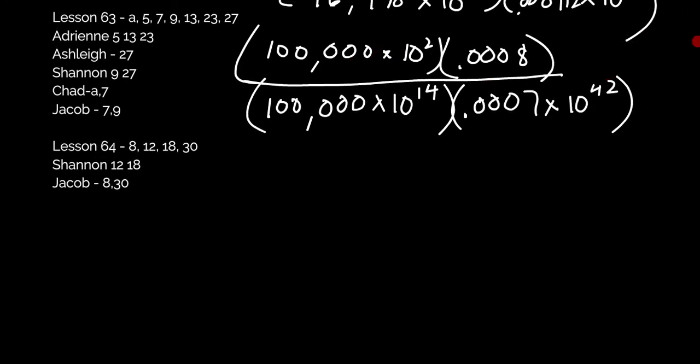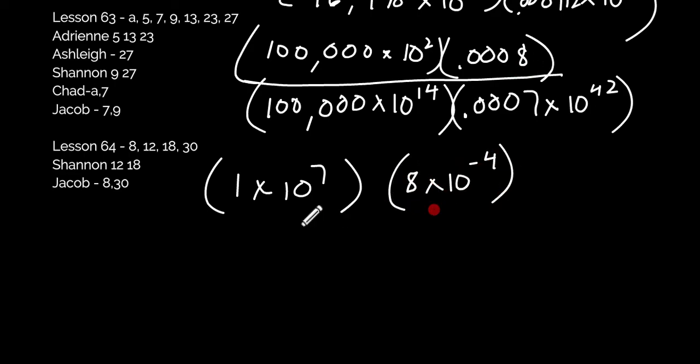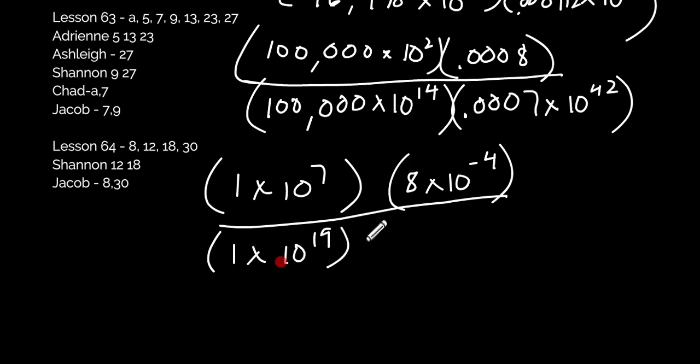So I'm going to move this one over 1, 2, 3, 1, 2, 3, 4, 5. I can't seem to add right now, 5. So it's going to be 1 times 10 to the 7th because I'm adding 5 to the 2. All right, this guy's moving to the left. 1, 2, 3, 4. So it's going to be 8 times 10 to the negative 4. And then finally, this one's going to move over 5 places. So it's going to be 1 times 10 to the 19. I added 5. And this one's going to move over 1, 2, 3, 4 places to the right. So I'm going to subtract 4. So it's going to be 7 times 10 to the 38.